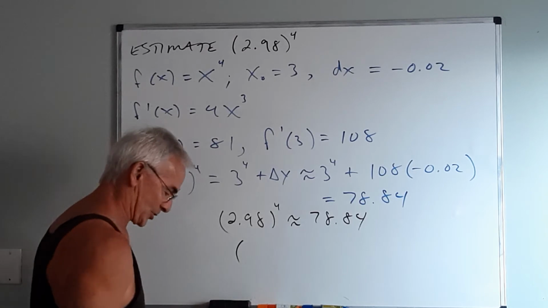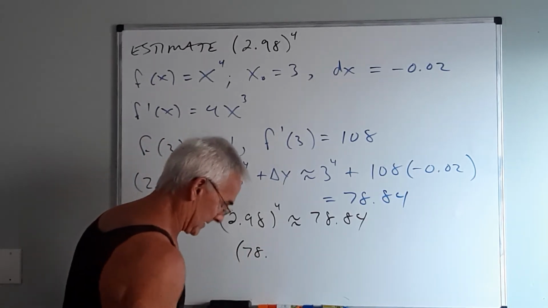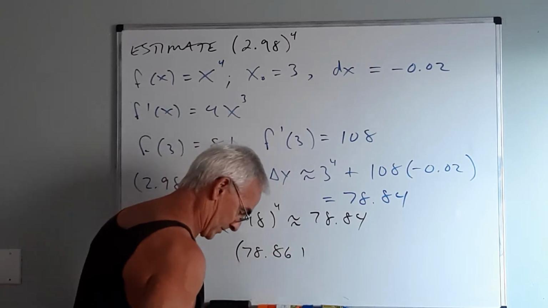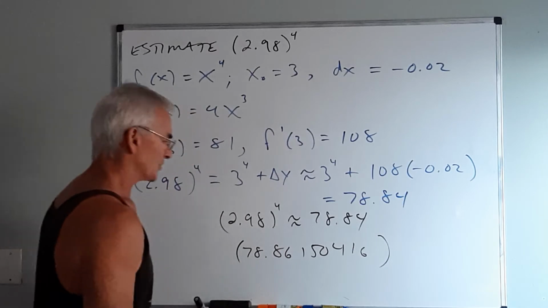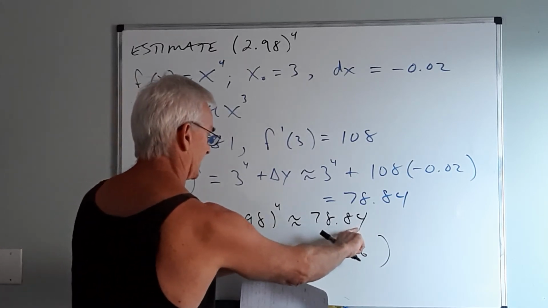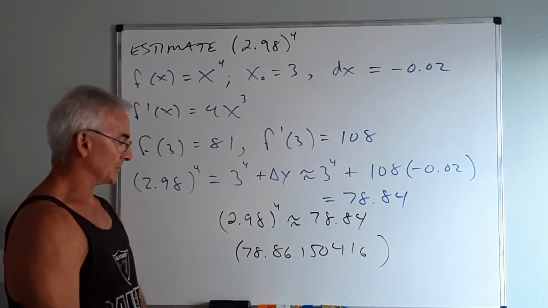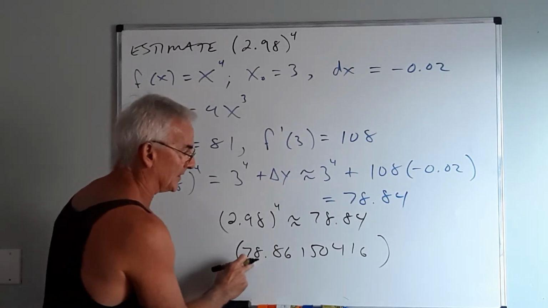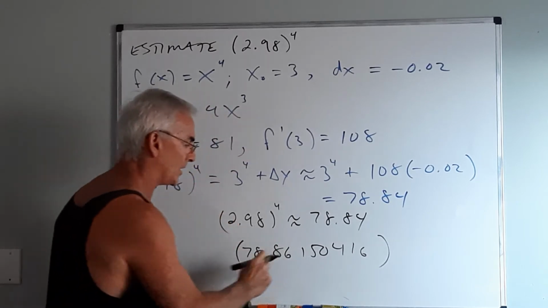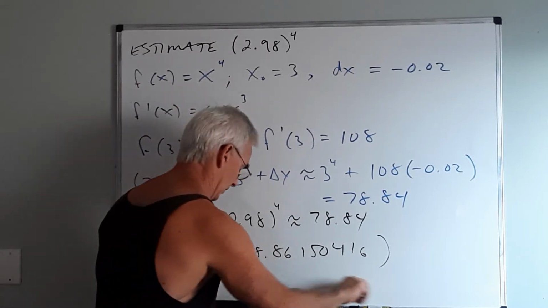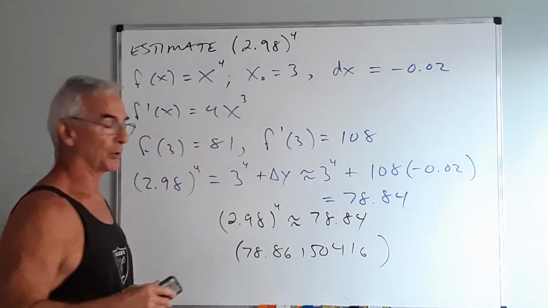Turns out the actual value, if we calculated it, is 78.86150416. So if you notice, we don't differ till the second decimal place. Now you say, is that a good estimation or is that not a good estimation? Well, based on the fact that these numbers are almost 80 and we only differ by about 2/100ths, that's actually very, very close. Okay? We're going to continue, but now we're going to look at 3-dimensional problems.